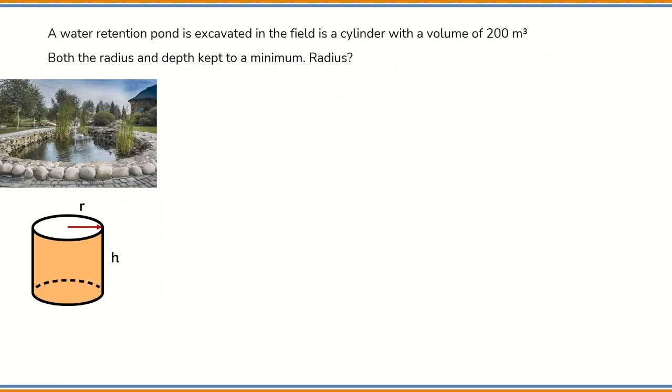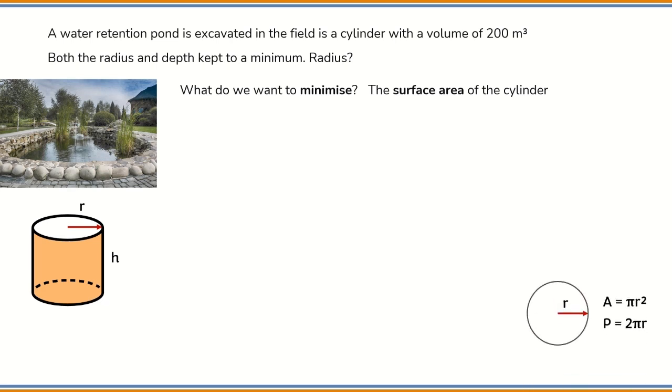This is an optimization problem because they are asking for a minimum, the minimum radius. We will have to use differentiation. We need to start with the two questions. The first one, what do we need to minimize? We want to minimize the surface area of the cylinder because both radius and depth need to be kept to a minimum, and both are part of the formula of the surface area.